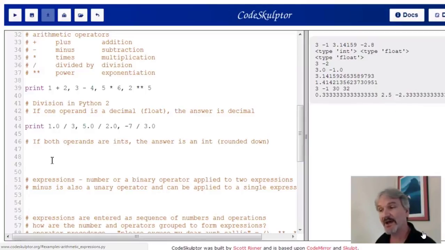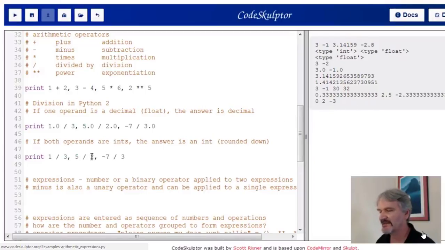Notice if both the operands are actually integers, Python returns the integer version of the answer. In that particular case, it's the next lowest integer after you do the exact division. So for example, if I say print 1 divided by 3, or 5 divided by 2, or minus 7 divided by 3, you run that, the answer comes out to be, well, 1 divided by 3 is 0. We round it down.